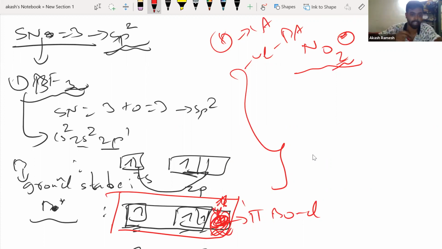Complete the hybridization diagram for NO2 minus and send it to me on WhatsApp.